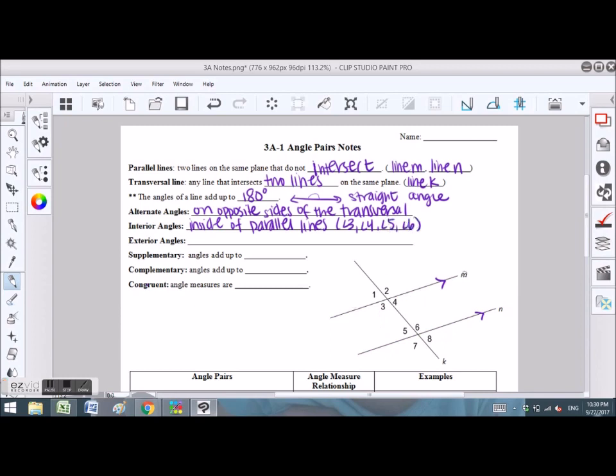So an exterior means outside of parallel lines. So not between these two parallel lines, anything on the outside. So 1, 2, 7, and 8 are all exterior angles.